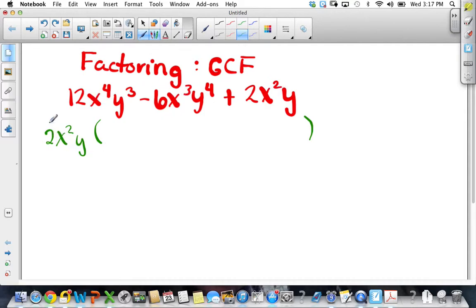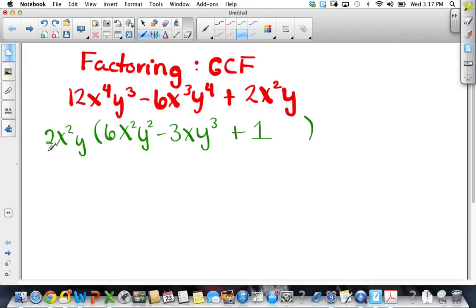So you ask yourself, 2 times what gives me 12, and that would be 6. And then do the same thing for the variables. X squared times what gives you x to the 4th, that's x squared. Y times what gives you y to the 3rd, and that's y squared. And you repeat the process down the line, and you check by multiplying back out.